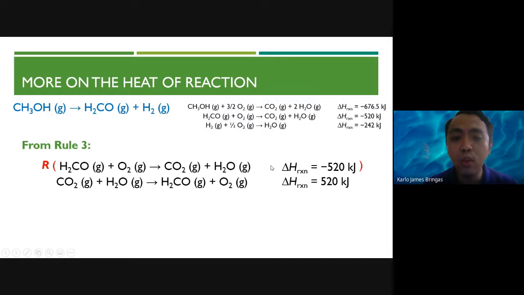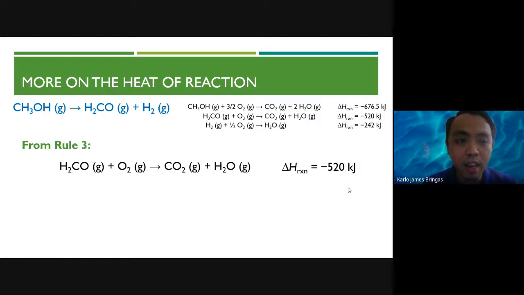And when we do that, when we take the reverse of a thermochemical equation, ang delta HRXN natin, we just simply multiply it by -1. So in our original data, the delta HRXN is equal to -520. -520 times -1, since we did a reverse operation, gives us the new value ng delta HRXN, which is gonna be 520 kilojoules.